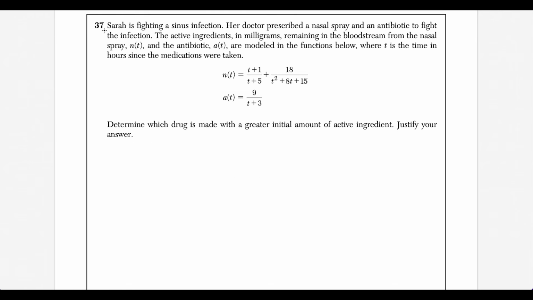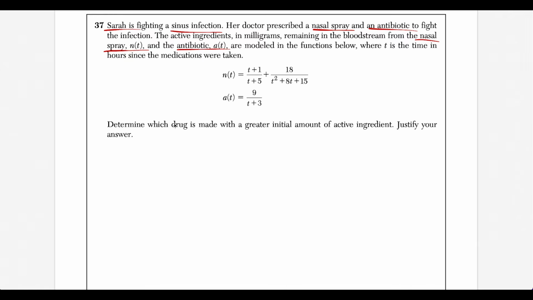Okay, so we made it to part 4, the final boss, and this question is worth 6 credits. So question 37, Sarah is on drugs. No, her doctor is prescribing her drugs for her sinus infection. And the doctor prescribes nasal spray and an antibiotic. The nasal spray is N of T, and the antibiotic is A of T. So at least there's alliteration that makes it easy to remember when the first letters match.